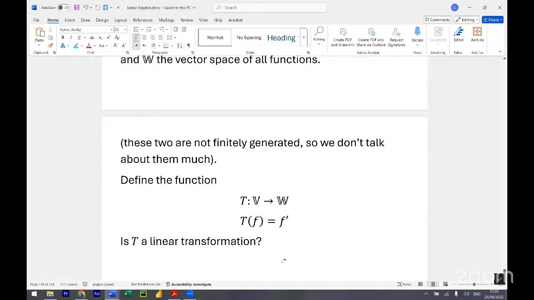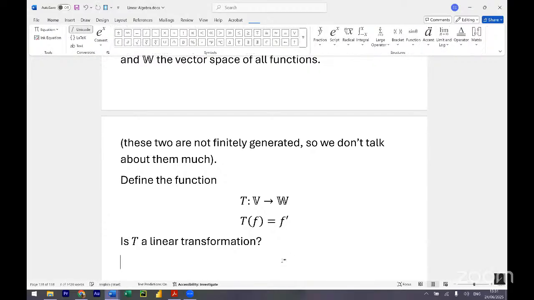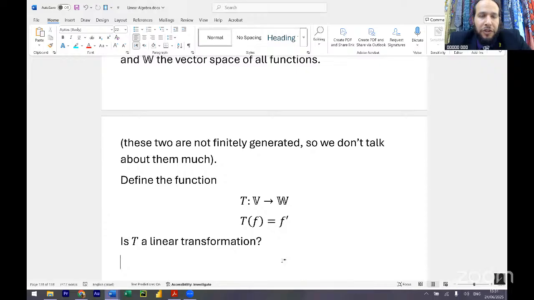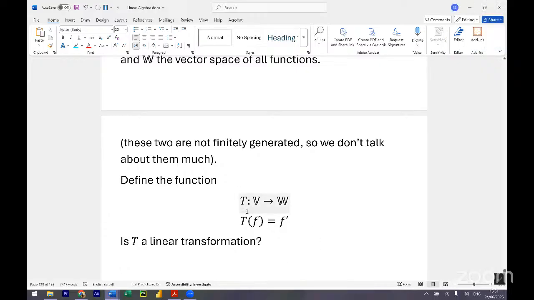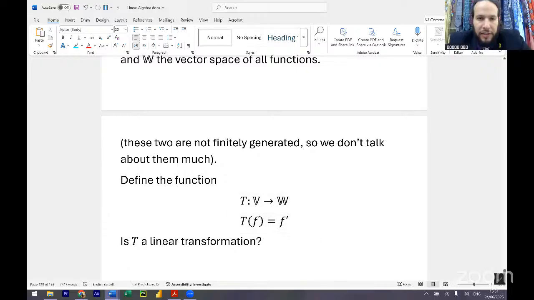Can I ask a question first? Of course. I don't understand this function. Like I don't understand why it is that T of f equals the derivative of f. No, that's the definition. I defined the function. Oh, okay. I defined some function, right? That's an example. And I'm asking whether the function that I defined is a linear transformation or not.